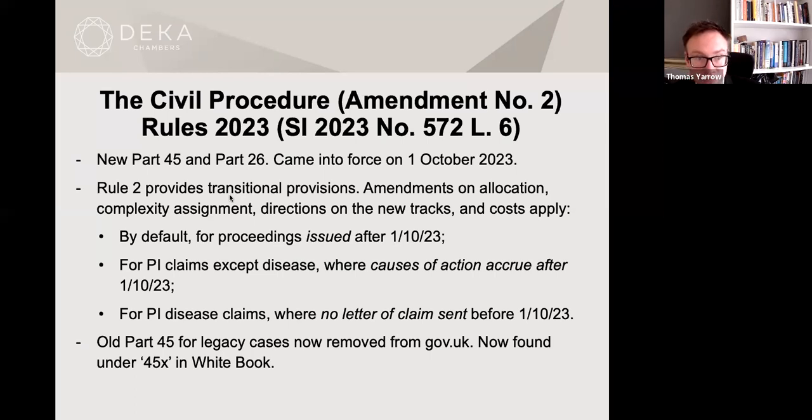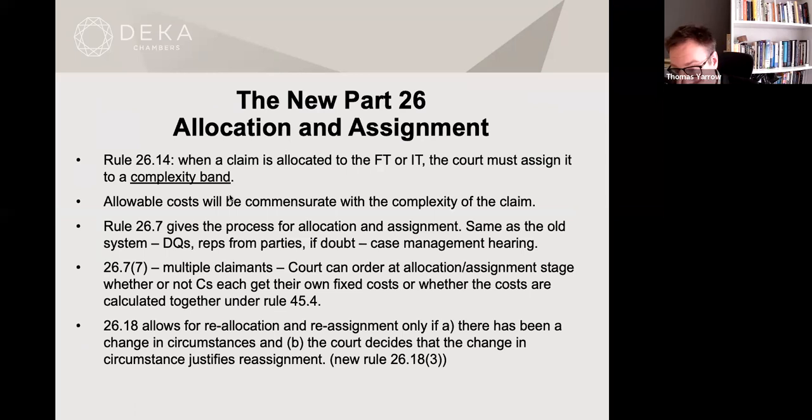All right, if we move on. So where do we begin? Well, it all is dependent, as I said at the beginning, these fixed costs now are dependent not on the protocols, but on what happens in the first case management phases of the case, which are, of course, allocation and complexity assignment. So we have to look at the new Part 26 and what it tells us. Rule 26.14: where a claim is allocated to the fast track or the intermediate track, the court must assign it to a complexity band.